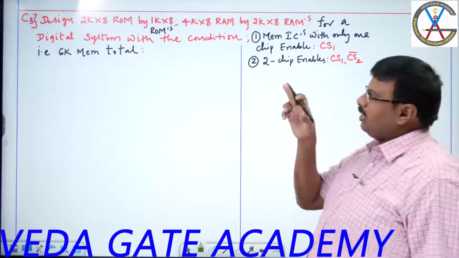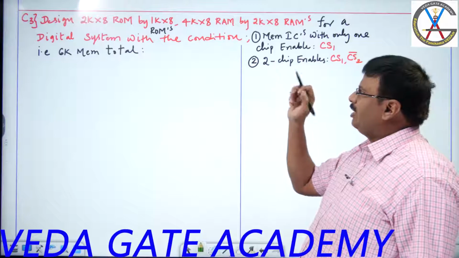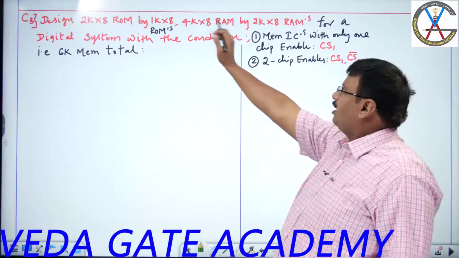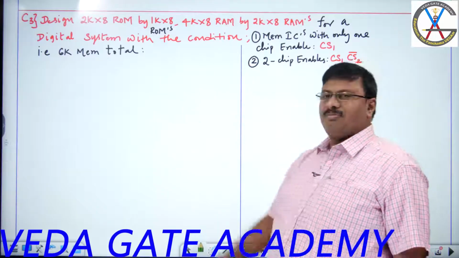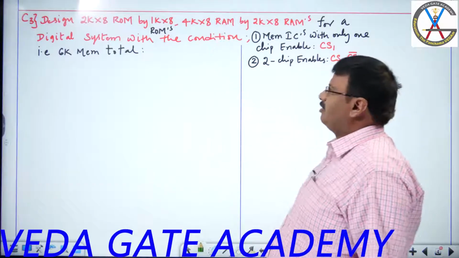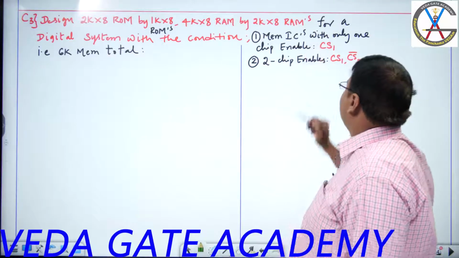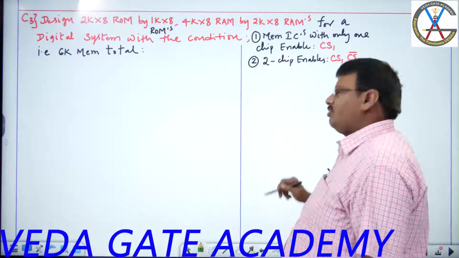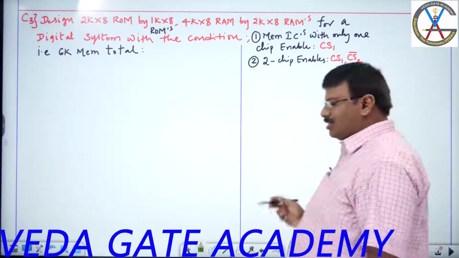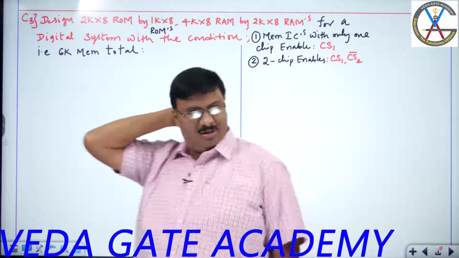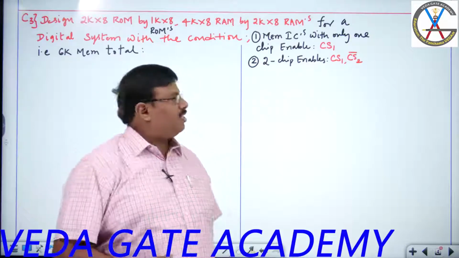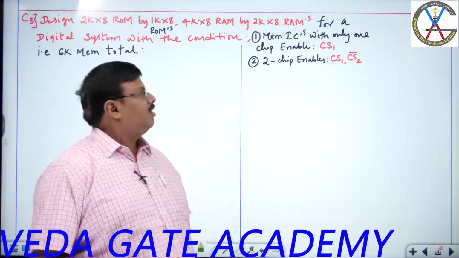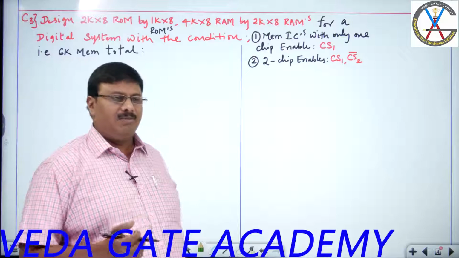Design 2K into 8 ROM by 1K into 8 ROMs, 4K into 8 RAM by 2K into 8 RAMs for a digital system, with the condition that memory ICs have only one chip enable, CS1, or two chip enables, CS1, CS2 bar. Then design this circuit.